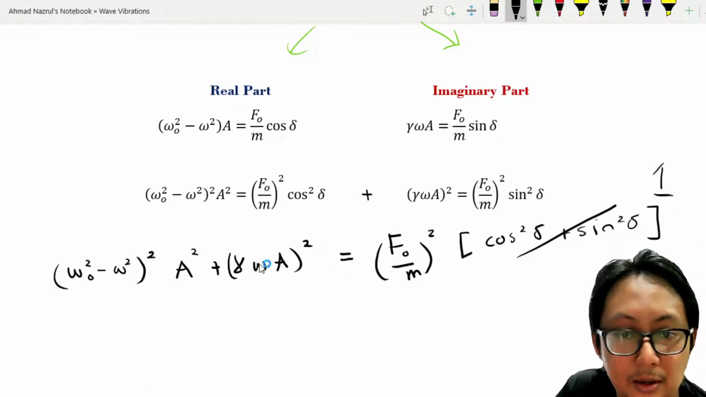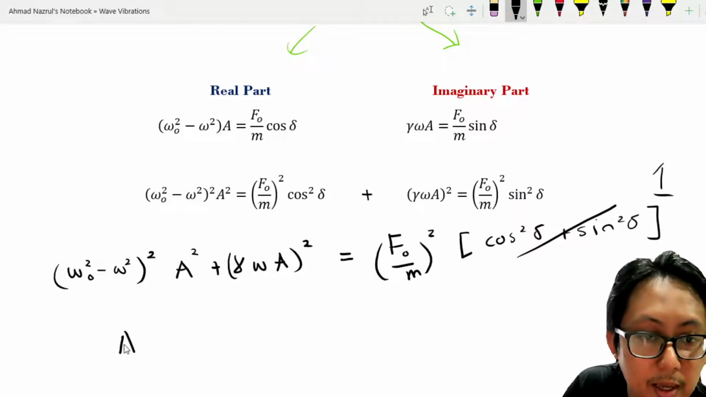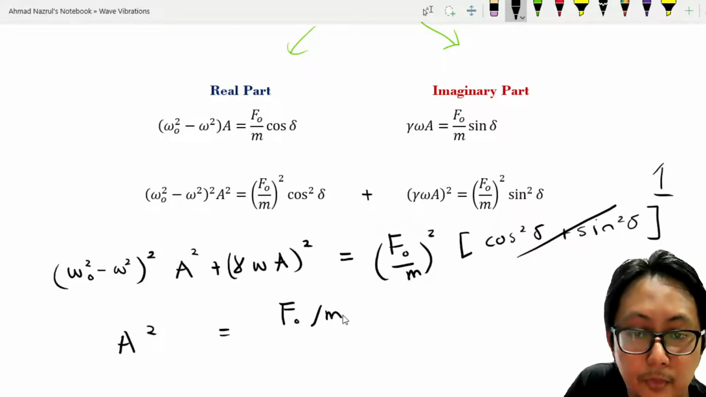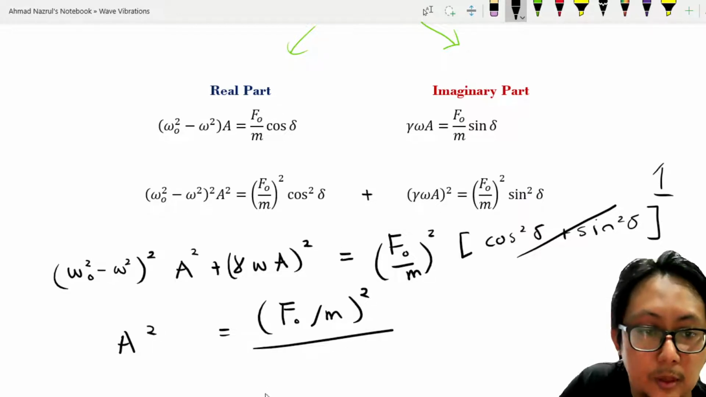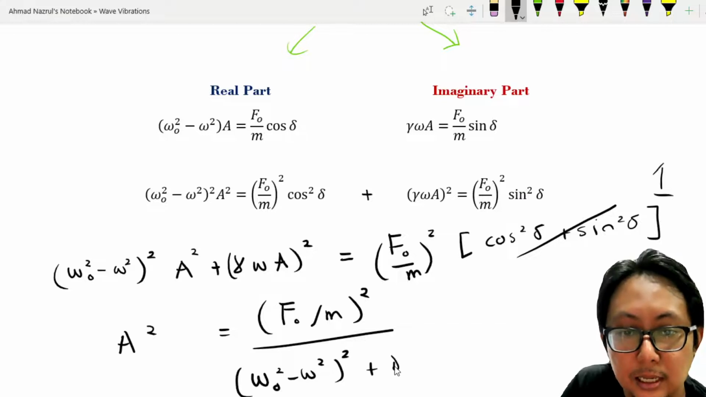We have here A square, and we have A square on both sides. We maintain here that A square is equal to F naught over M squared, which we can bring below. Here we have omega naught square minus omega square plus gamma omega.